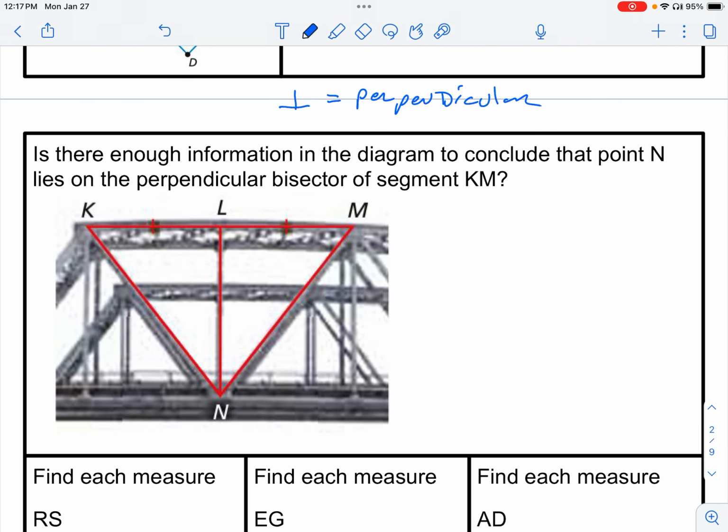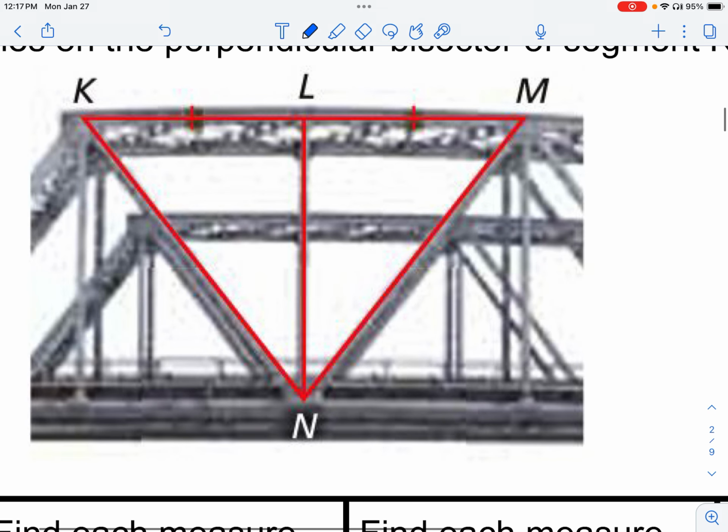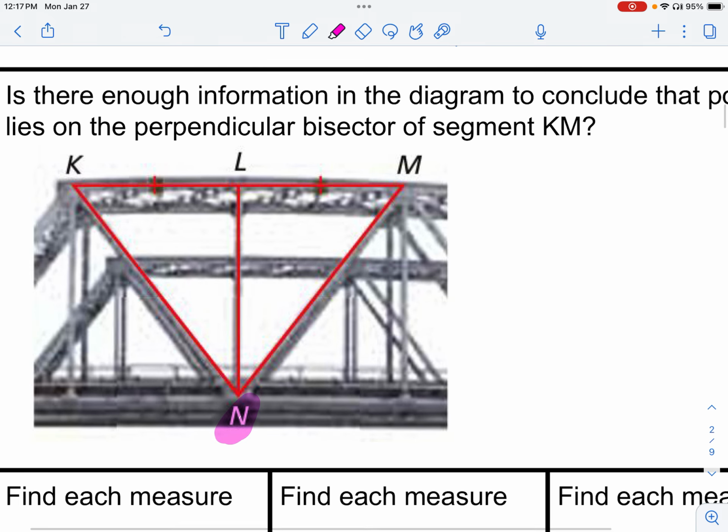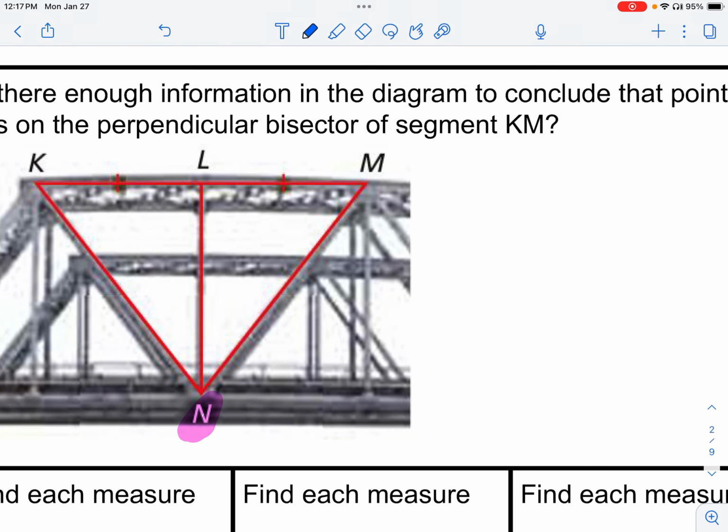So let's look at an example to give us an idea of what we're dealing with. Is there enough information in this diagram here to conclude that point N lies on the perpendicular bisector of KM? Take a second, look at it, and answer yes or no. The answer is no. There is not enough information.